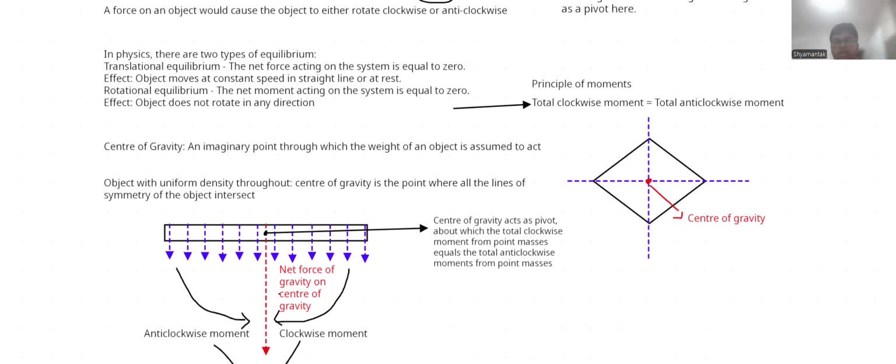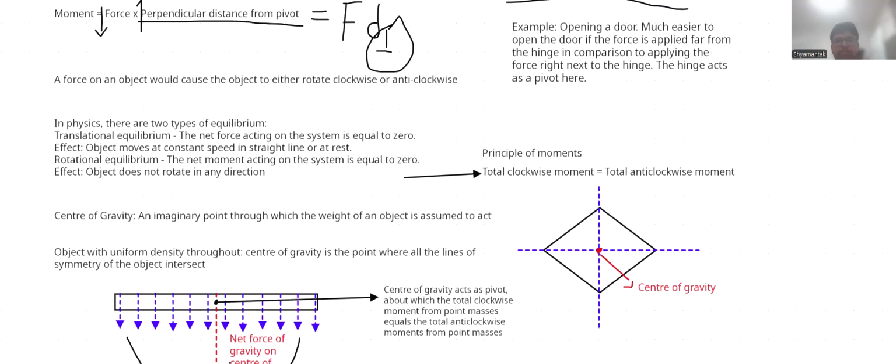But the second one is rotational equilibrium. This is when the net moment acting on the system is equal to zero. Effect, the object does not rotate in any direction. And therefore comes the principle of moments, a very important equation, I would say, for questions in IGCSE physics related to moments, and that is total clockwise moment equals the total anti-clockwise moment.